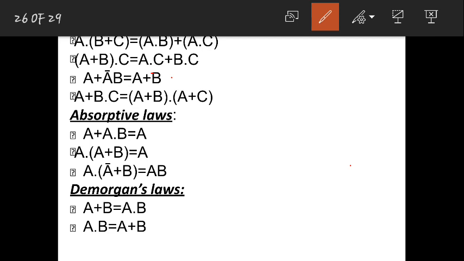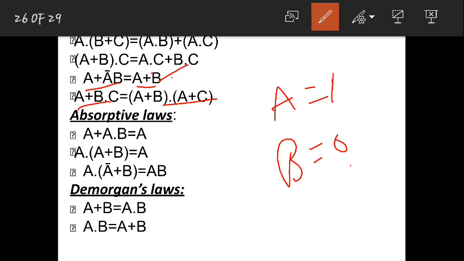Just try to take variables A equal to 1 and B equal to 0, whatever you want. You can take anything, it does not matter if you take only 1 and 0. Substitute in these equations, and you will get this is equal to this in the end. The end result will be the same for all of this.